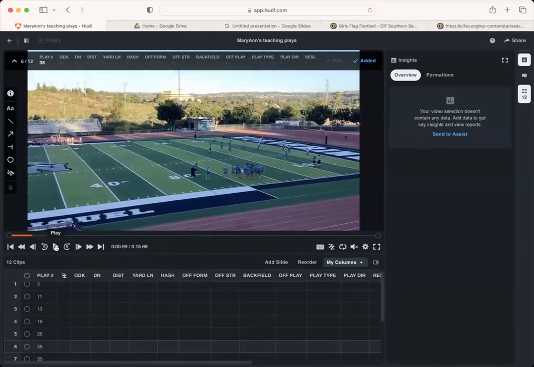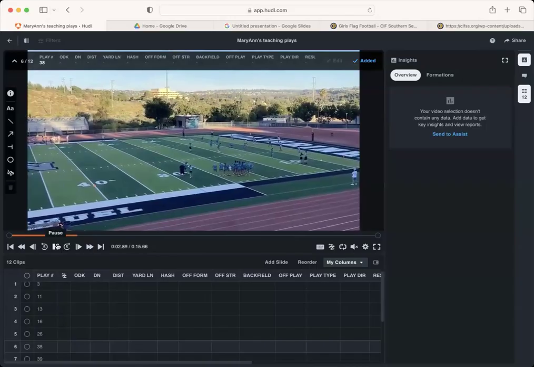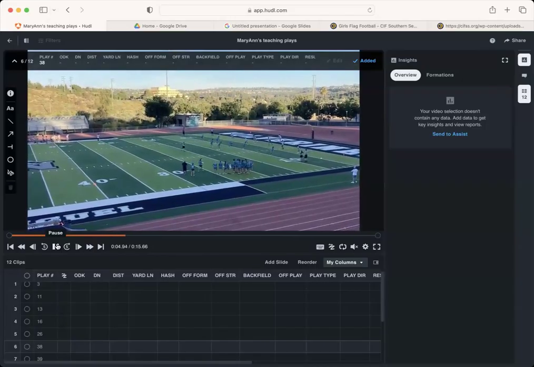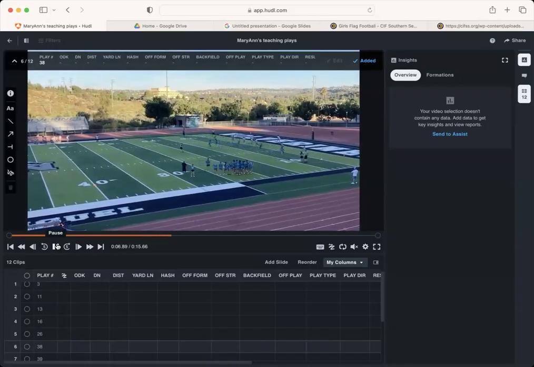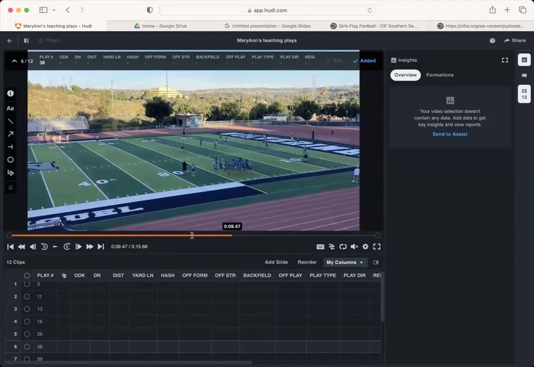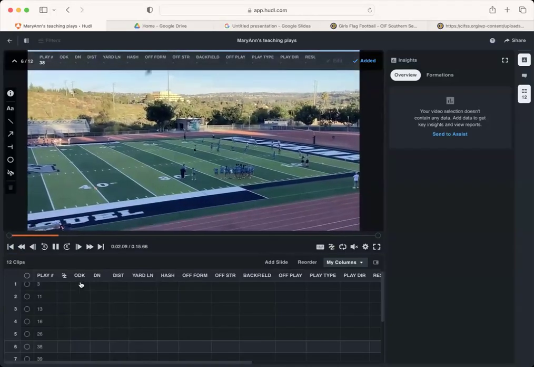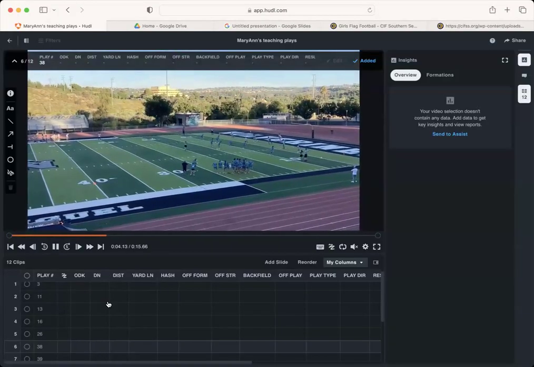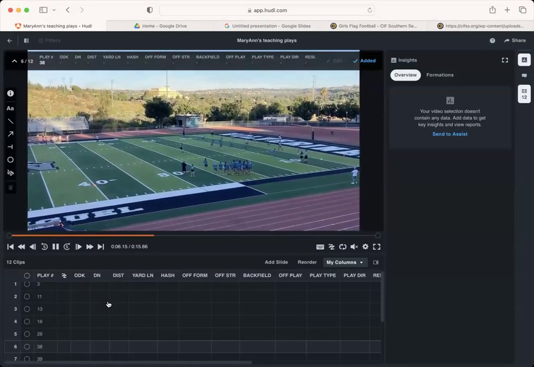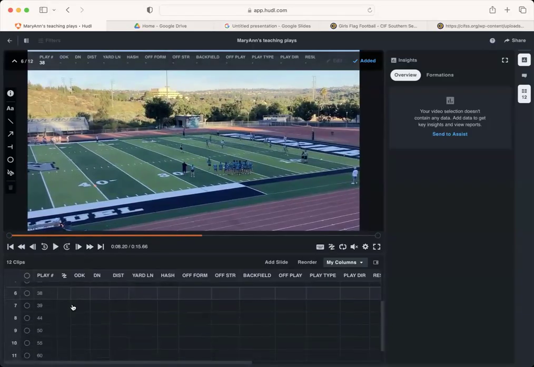I'm going to play it through and let you watch it at full speed a couple more times. Again, that play should be whistled dead at the time of the snap.